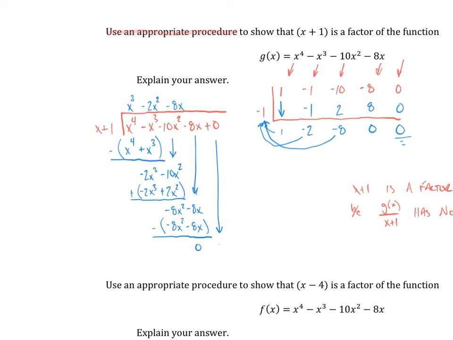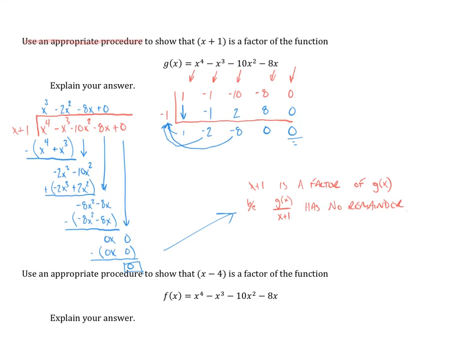Bring down this 0. This is a 0x if you want to call it that. X goes into 0x, 0 times. 0 times x is 0x. 0 times 1 is 0. Subtracting, we get 0 as a remainder. Still a 0 as a remainder, so this explanation is still valid.